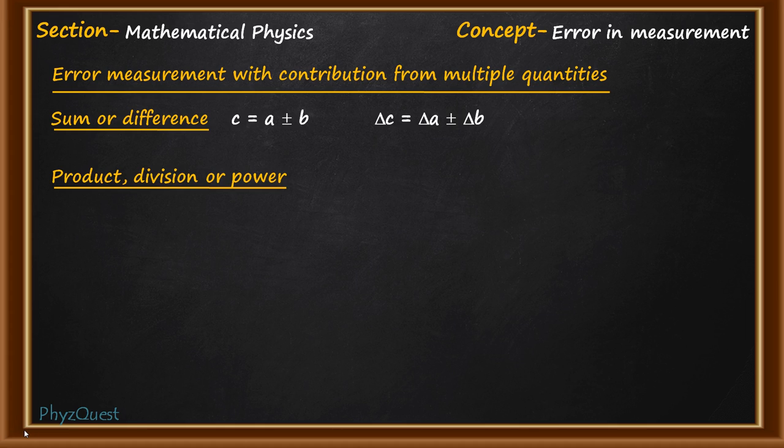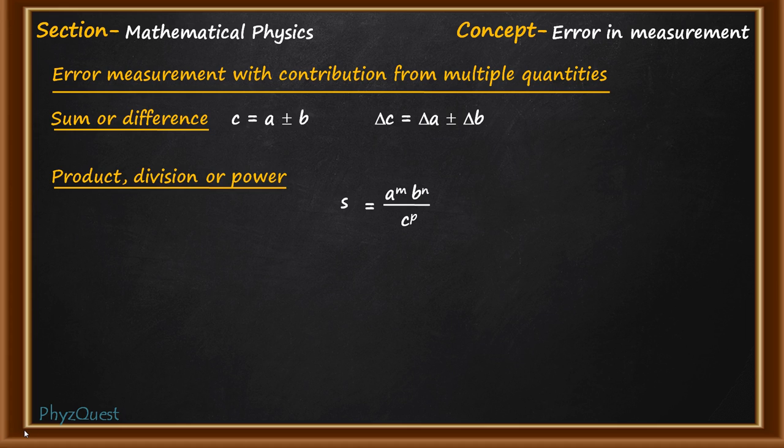So let us take the example of any quantity. Suppose S is equal to A to the power m, B to the power n, divided by C to the power p. So in this expression there is involvement of product, division and the power. So how to calculate the error in this case?